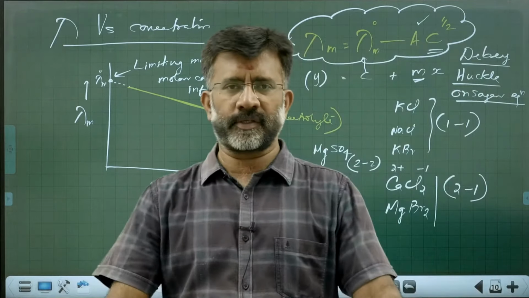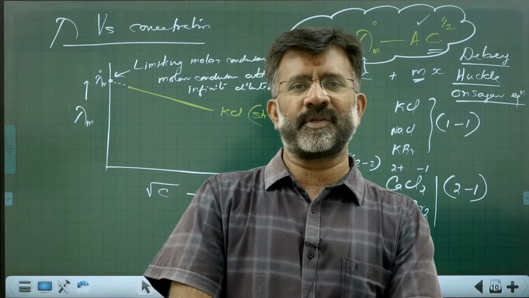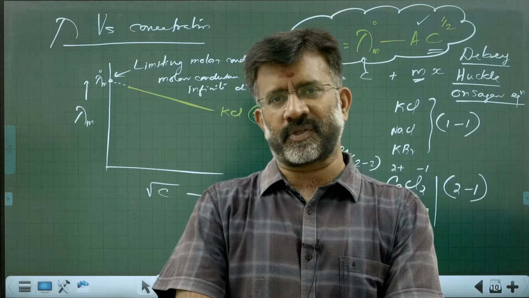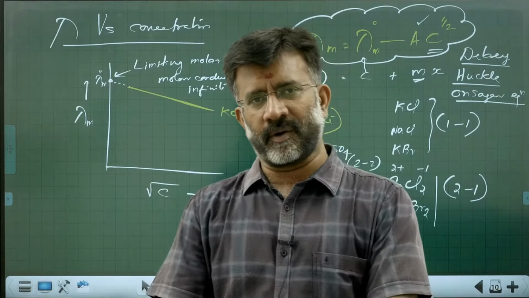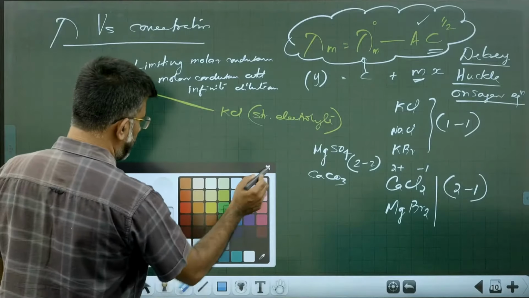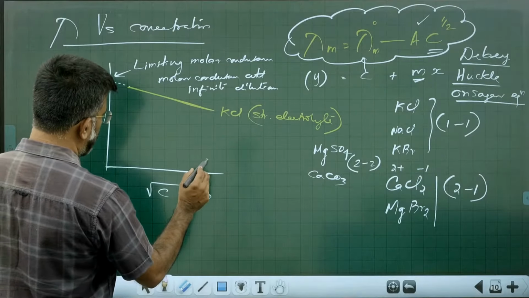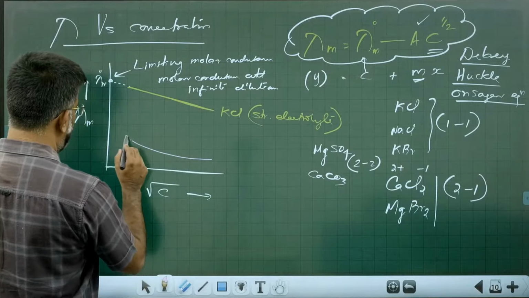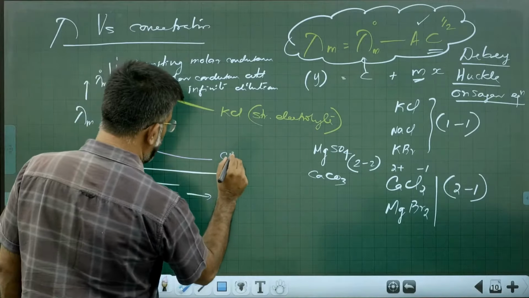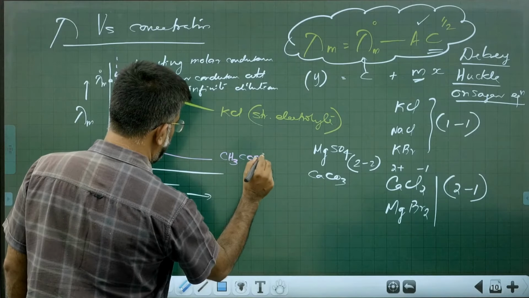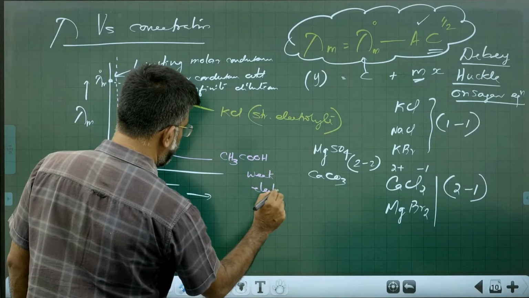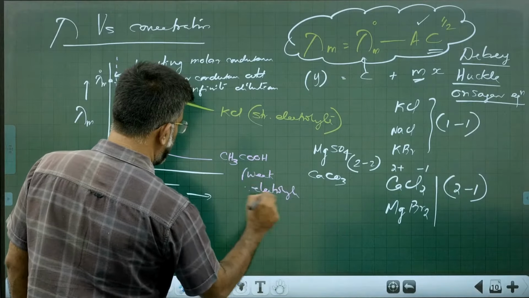So the variation of molar conductance versus root of concentration is going to be a linear change for a strong electrolyte. What about a weak electrolyte? For a weak electrolyte, it is not a linear change. It is going to be a curve, and the graph moves like this for a weak electrolyte like acetic acid.